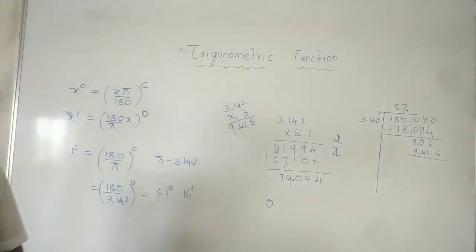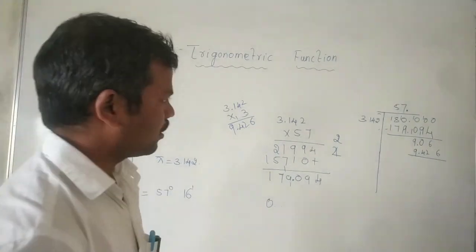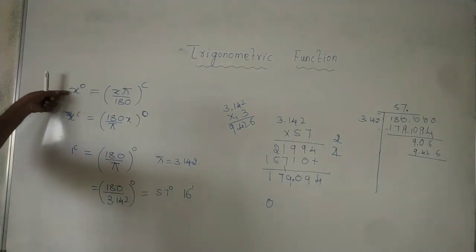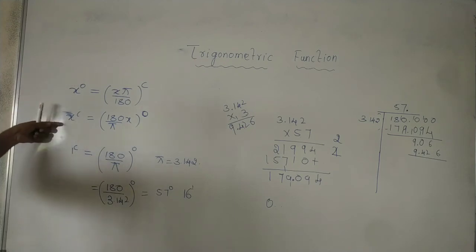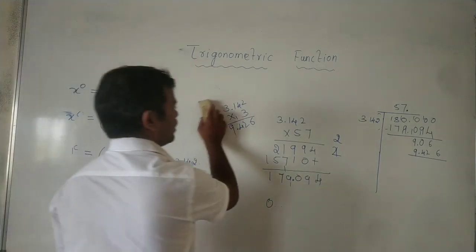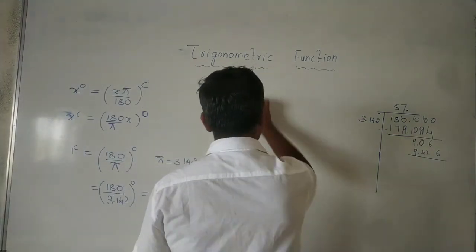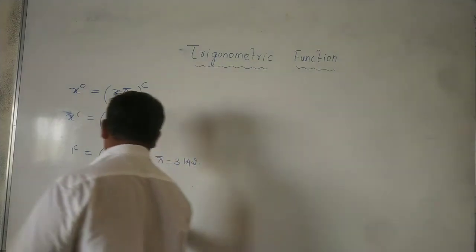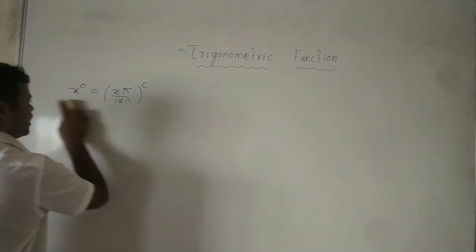Okay, we'll continue the remaining things. Here we cleared the relation between degree and radian. We'll discuss it in detail in the next class, and I will give the notes regarding this in the next class. If we have a calculator, it will become very easy for us.